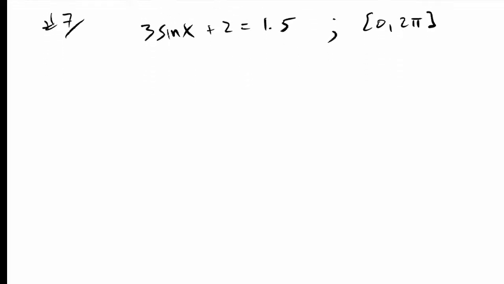Number 7, you were asking here, we want to solve this one. So this will be, what, 3 sine of x is minus 0.5. The sine of x is negative 0.5 over 3. This is nothing clean. Negative 0.5 divided by 3 is not that great.